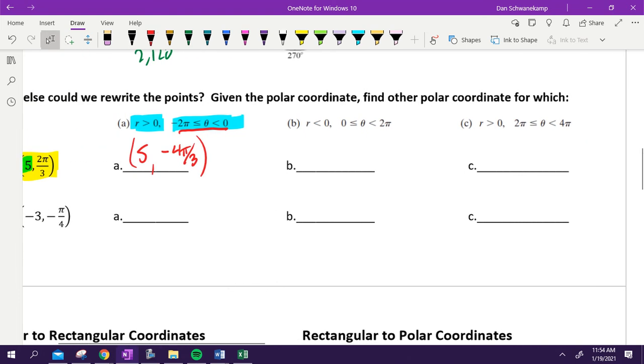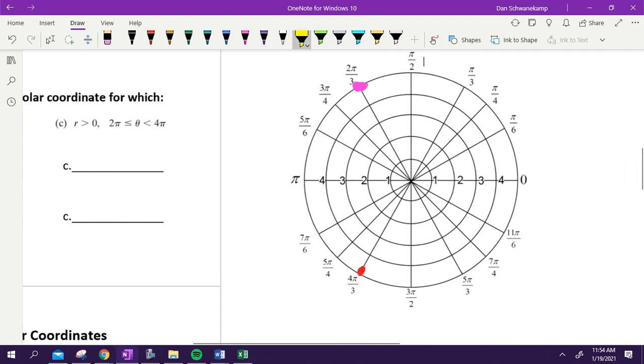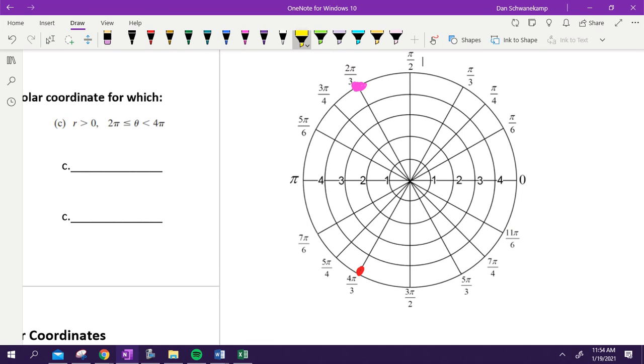Let's do letter B. This time I want the radius to be negative. So obviously, what's my radius going to be? Negative 5. But I want the angle to be normal. I want the angle to be between 0 and 2 pi. So we've got to look at my graph. I want my radius to be negative 5, but to match up with that guy right there with a positive angle.